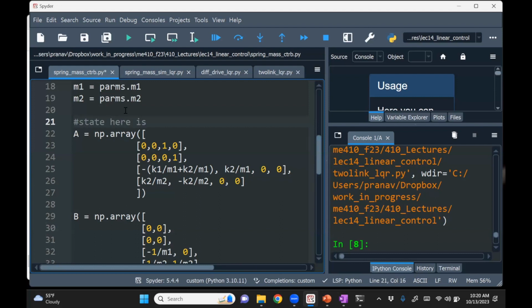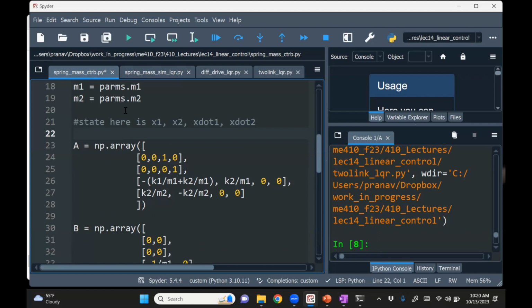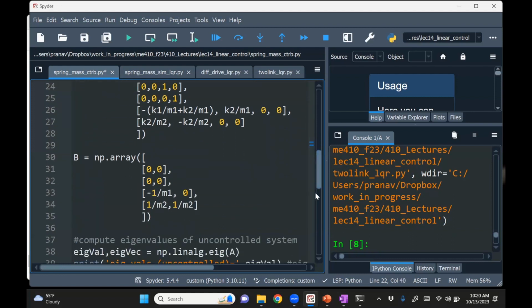So let me write this here. The state here is X1, X2, X dot 1, X dot 2. The state in the notes is X1, X dot 1, X2, X dot 2. Okay, so it's the same A, B with some rows and columns switched, which you'll see.